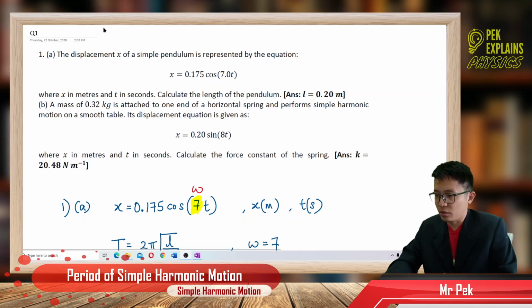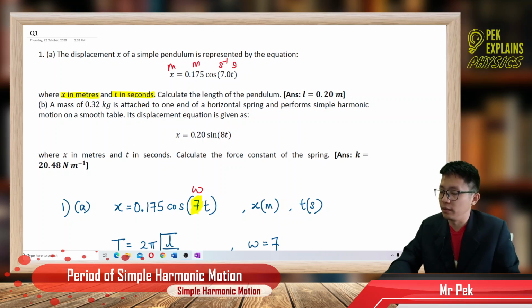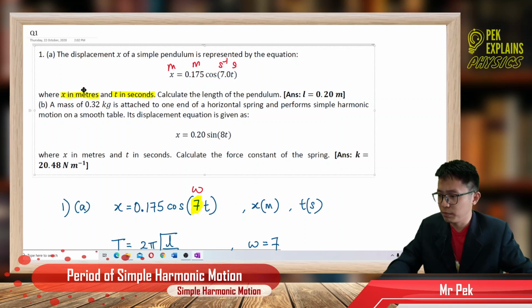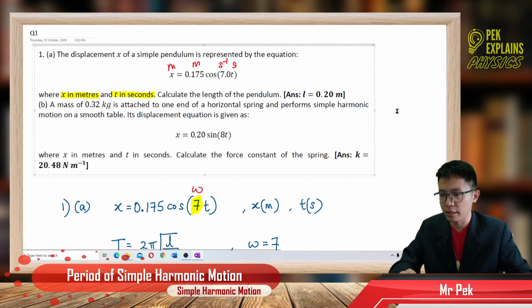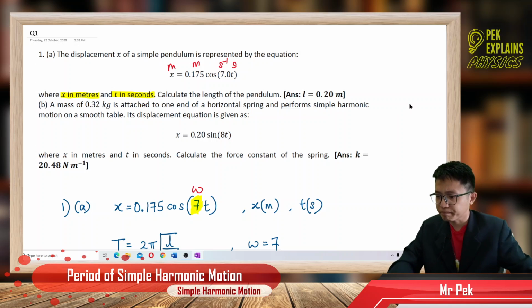So be careful with the unit. I always want to emphasize that. Be careful with the unit, because when x is in meters, the amplitude will also be in meters. When time is in seconds, the omega will be per second. This is very important, the unit. If the displacement is in cm, then the amplitude will be in cm, so your answer for the amplitude must be given in cm. Don't get it wrong.